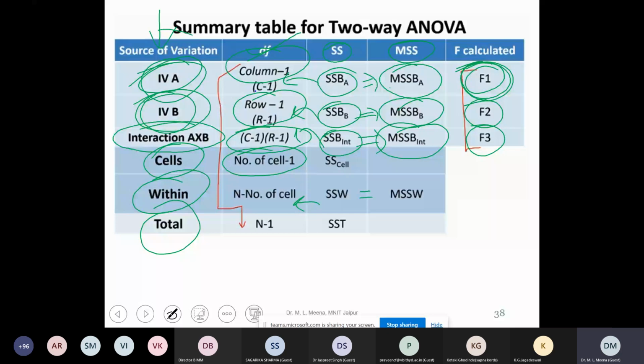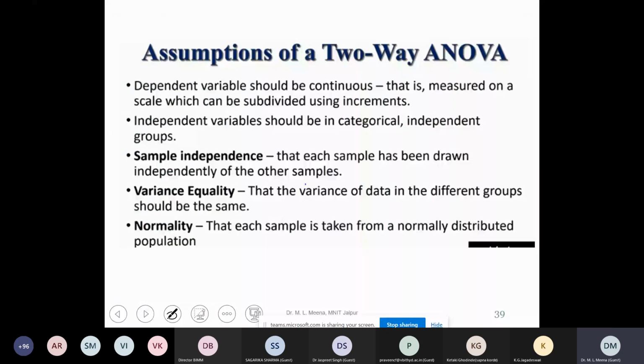Before solving the two-way ANOVA, what are the assumptions for two-way ANOVA? The dependent variable should be continuous, that is, measured on a scale which can be subdivided using increments. Independent variables should be in categorical independent groups. Sample independence, that each sample has been drawn independently of the other sample. Variance equality. Normality, so normal distribution is also important.